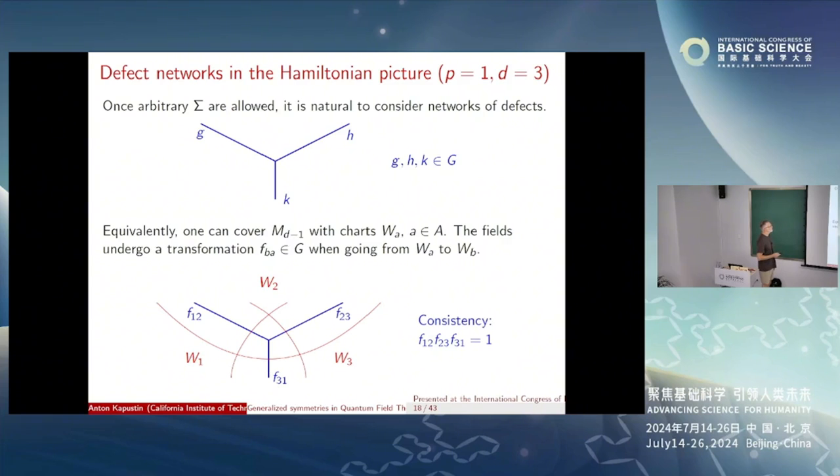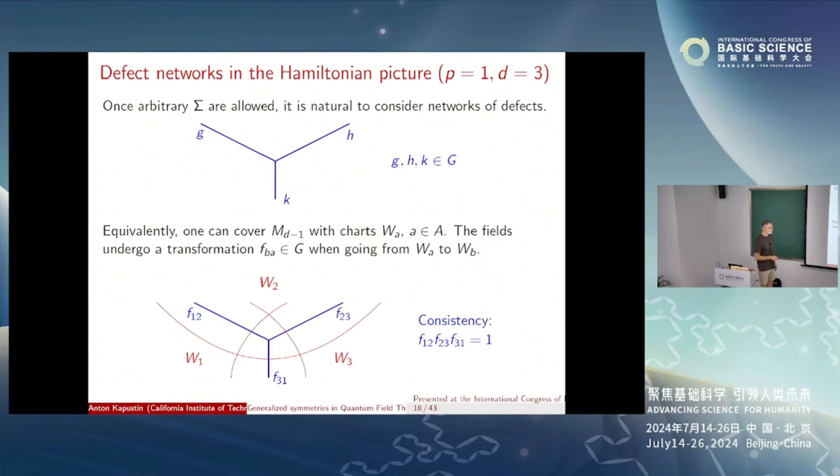Now here you have these flat pieces of defects labeled by some group elements, and they merge in some way. It's actually convenient to think in a slightly different way. One can say cover this space with charts, and the fields undergo a transformation in this group when going from one chart to another. So if you think about it this way, let's use a picture of charts. This is the one chart, which is called W3. To the left, we have another chart called W1, and above this line, I have a chart called W2. So for the locations of the lines, here I drew some particular lines, but the defects are topological, so it shouldn't matter too much how I drew them. That sort of makes it explicit.